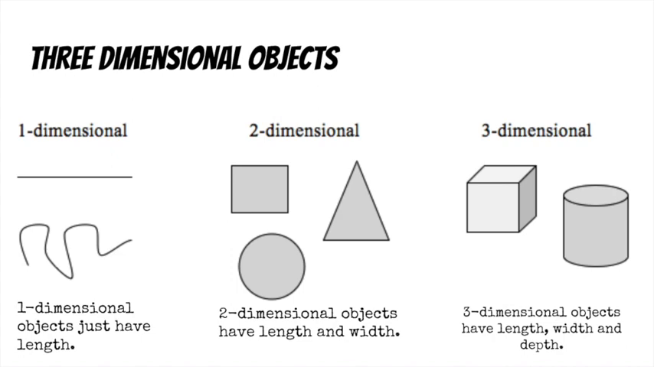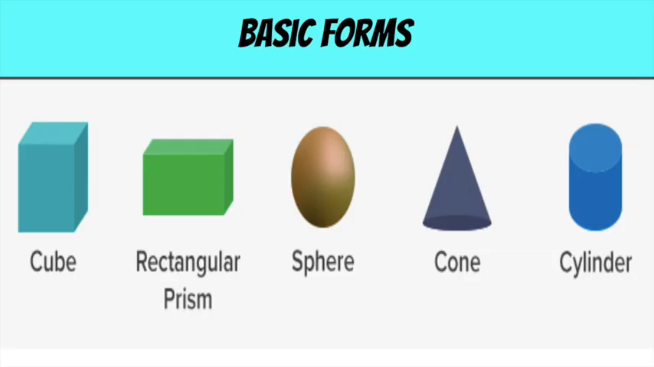All right, if I break down the dimensions, a one-dimensional object would basically be represented with a line. They just have length. Two-dimensional objects have length and width, and three-dimensional objects have length, width, and depth. Here are some basic forms that you see pretty often. You have a cube, a rectangular prism, a sphere, a cone, and a cylinder.